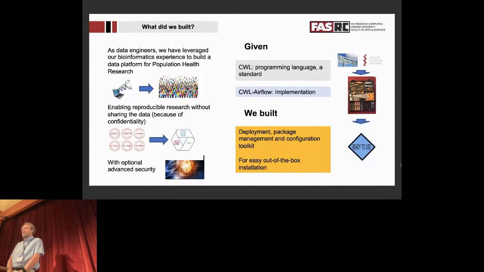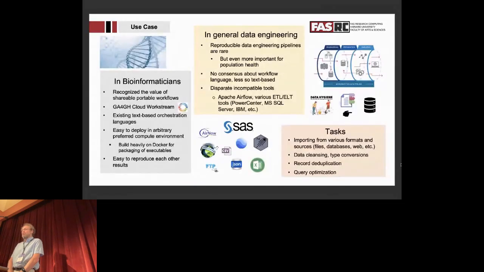But most important is health data, and health data is highly confidential, so it's not possible to share health data sets between different research groups, even if it's the same data set like Medicaid or Medicare data. So the only way to reproduce each other's results is really to share workflows, and then groups can run shareable workflows in their own environments with their data available to them.